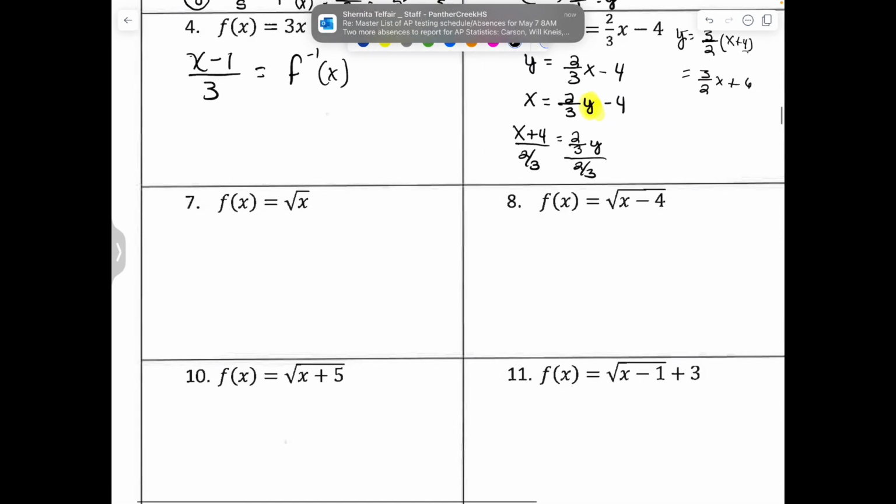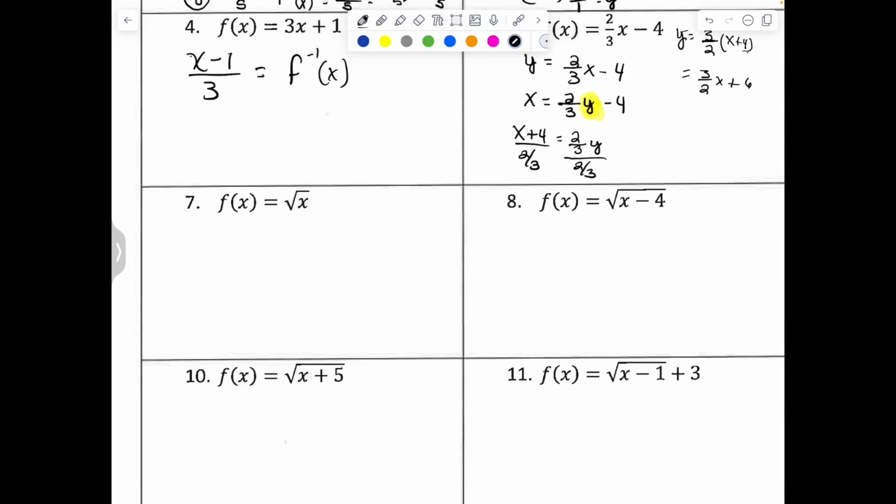Now we're going to look at finding the inverse of non-linear functions. We have to remember that this is a square root symbol, and the opposite of taking the square root is to square it. So we're going to do the same thing we did in the previous video.